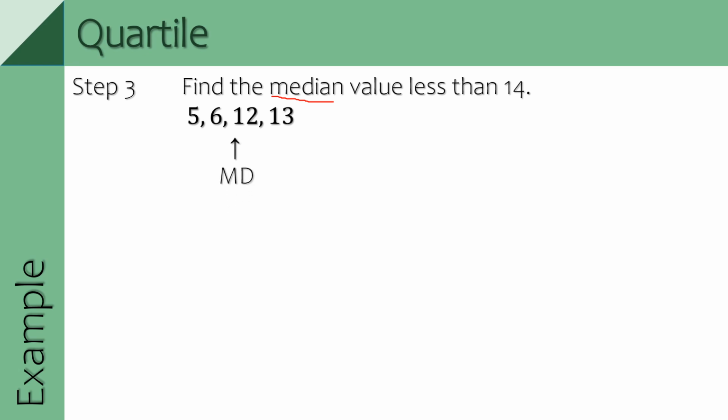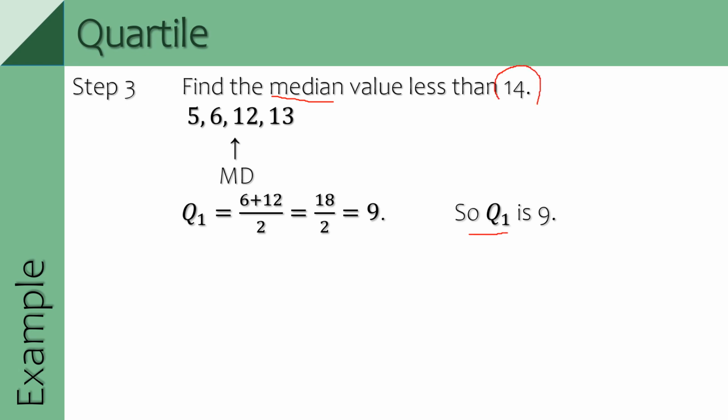So that is the median. We find it by adding the two values and dividing by 2. So we have 6 plus 12 over 2, and that is 18 over 2, and it is equal to 9. And that is our first quartile. Okay, the second quartile natin is 14, and the first quartile natin is 9.